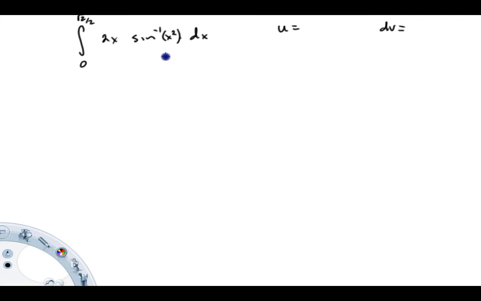Always want to take a minute and talk about big picture things. There's several different integration techniques. Integration by parts is used when you see a product of two functions that don't look alike. So here we have an algebraic function and here we have an inverse trig function. That's our clue that integration by parts is going to be our method of choice here.